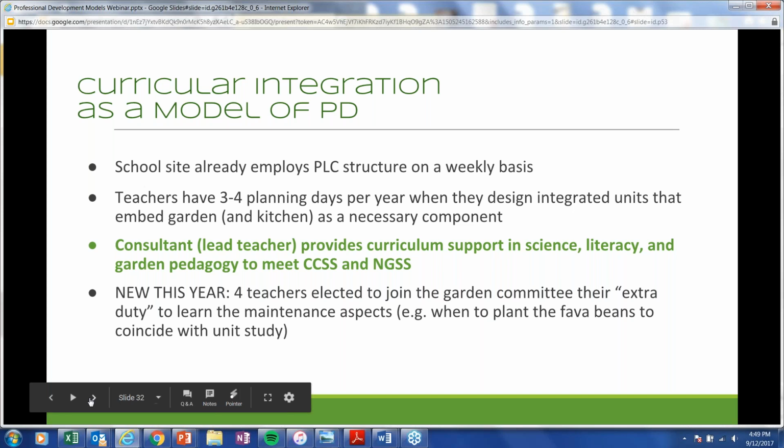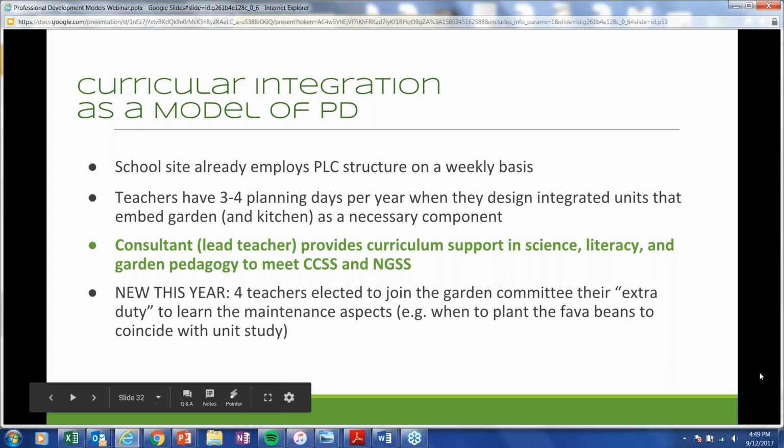And my job as the consultant, or in the previous 2 years as a lead teacher, was to provide that curriculum support in both the science understanding, literacy, and garden pedagogy. Because we have been trying to work on aligning units completely 100% to NGSS, as well as integrating the garden in such a way that if you took the garden out of the unit just isn't as robust.